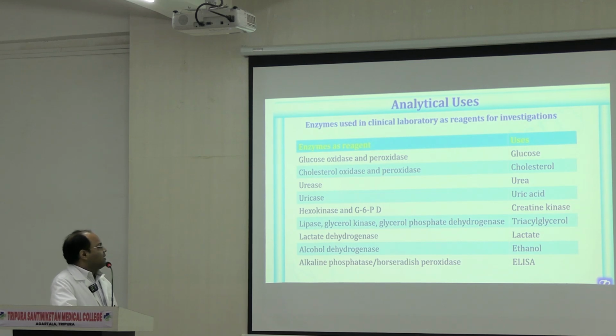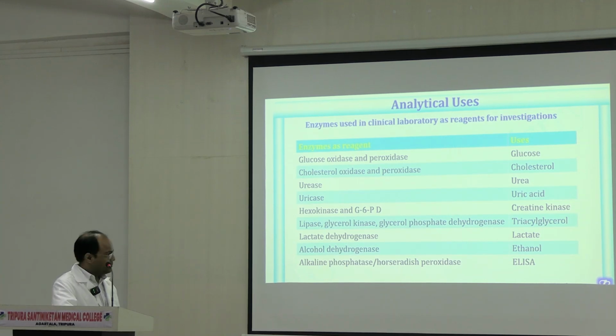Analytical uses, enzymes used as reagents: glucose oxidase and peroxidase in glucose estimation, cholesterol oxidase and peroxidase in cholesterol estimation, urease in urea estimation, uricase in uric acid estimation, hexokinase and G6PD in creatine kinase estimation, lipase, glycerol kinase, glycerol phosphate dehydrogenase in triglyceride estimation, lactate dehydrogenase in lactate estimation, alcohol dehydrogenase in ethanol estimation, alkaline phosphatase and horseradish peroxidase used in techniques like ELISA. This is an enzyme used as a reagent.